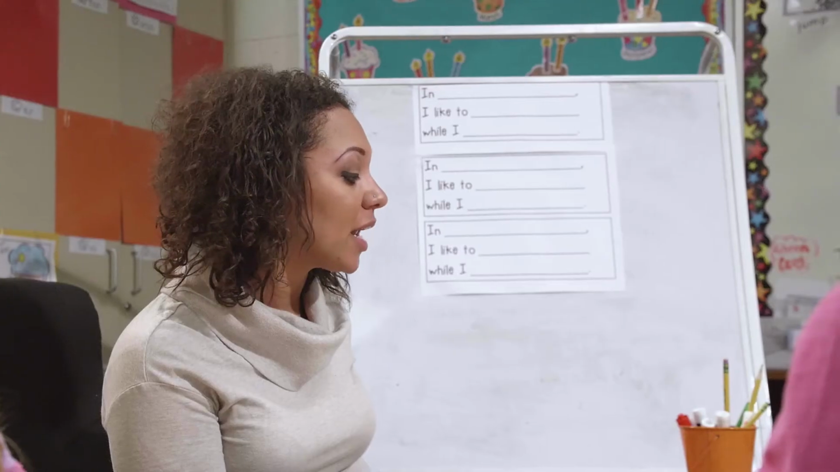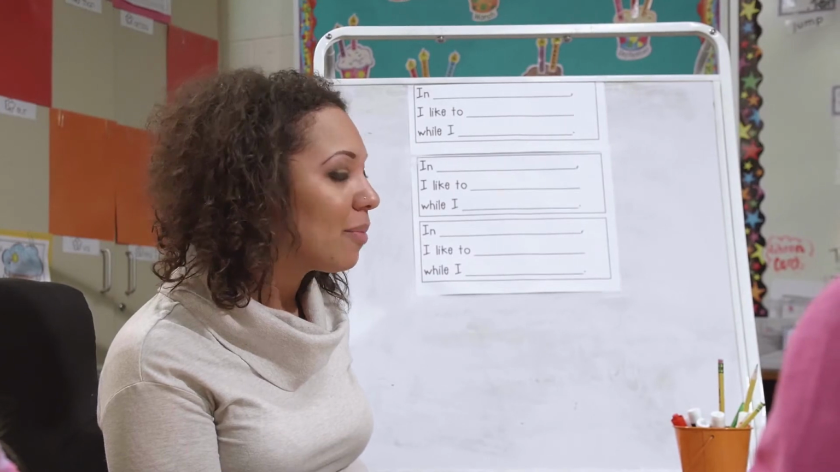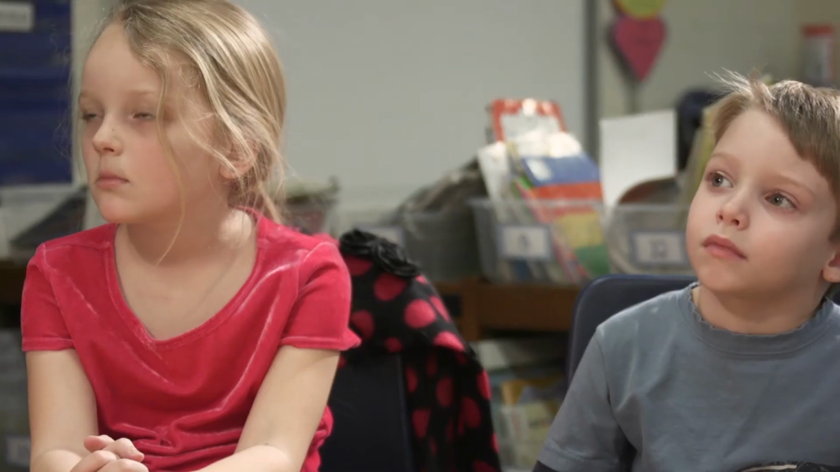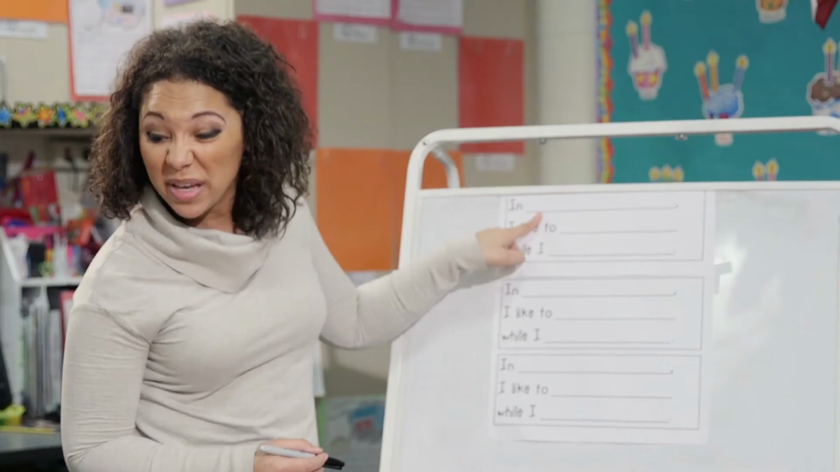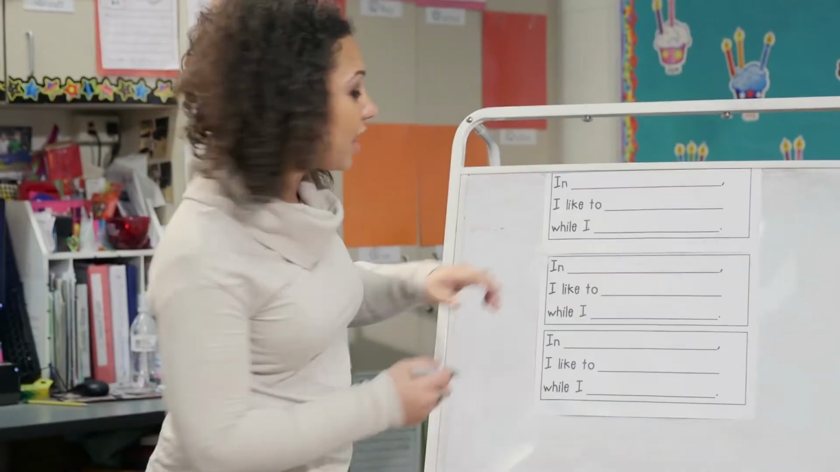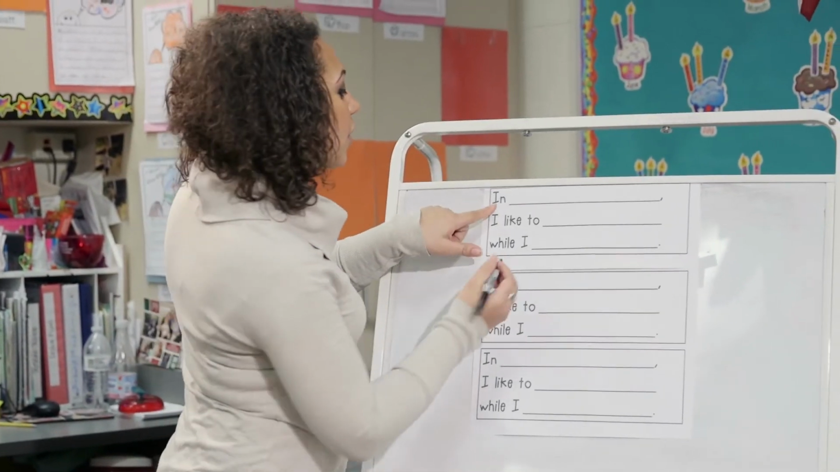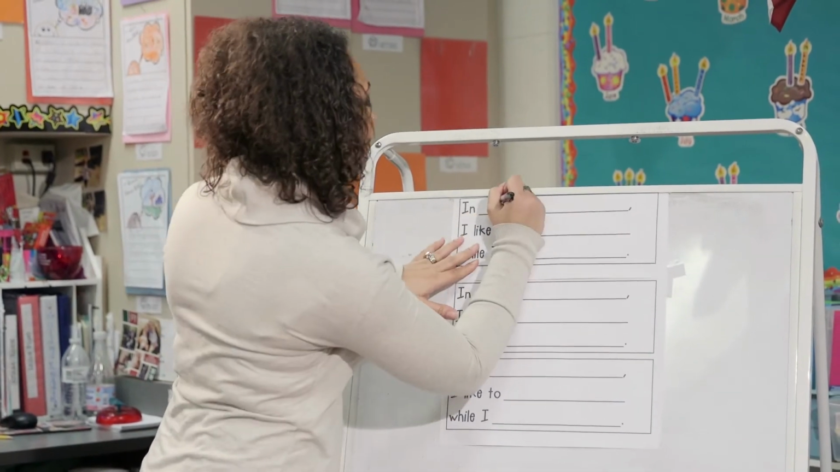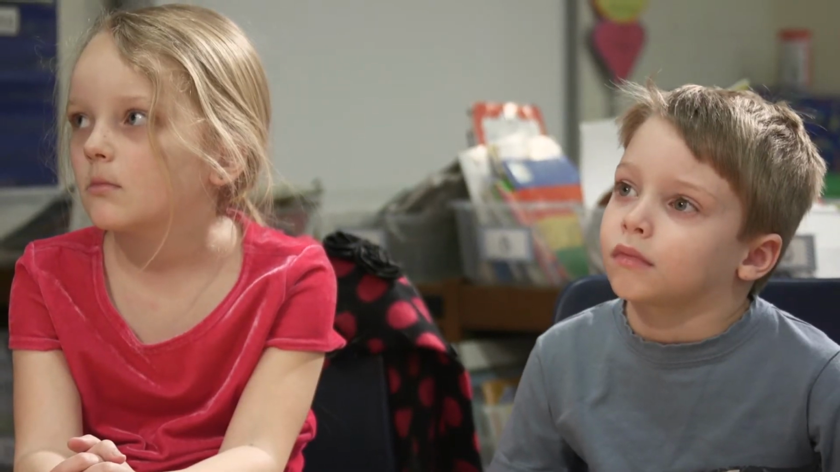Let's see. I'm thinking about a time of year, Mira, that I really like. My favorite time of year is fall. So I think in the first blank, I'm gonna write fall because there are all kinds of things that I like to do in the fall. So for the first spot, I'm gonna write in, and I'm gonna write fall.